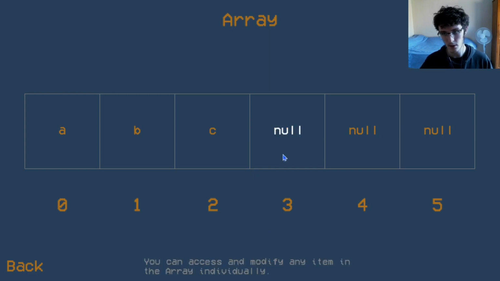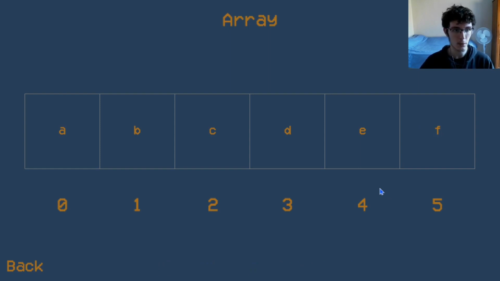If we add another person, person D, null is removed from that location and it is replaced with the value D. We can do that again. E. Now F joins, and if G wants to join, we can't. We haven't got enough space.